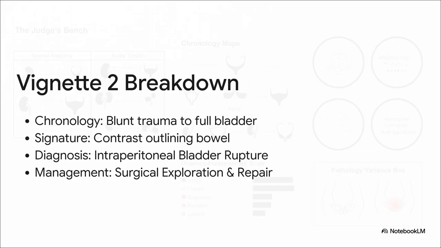The chronology shows blunt force trauma to a full bladder, resulting in a dome rupture. The diagnostic signature, contrast outlining the small bowel loops, is the absolute giveaway. The diagnosis is an intraperitoneal bladder rupture, and the management is immediate surgical exploration and operative repair.